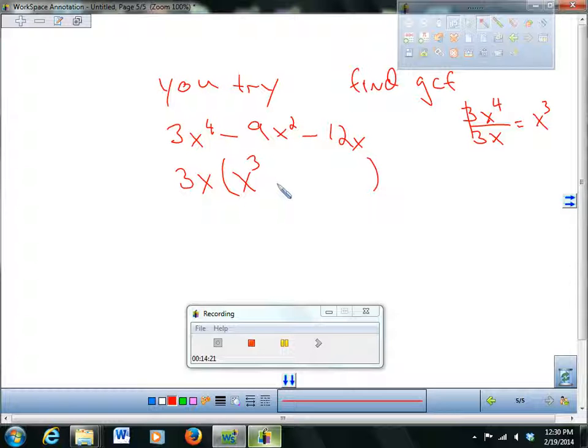What goes here? Minus, go ahead. 3x. Yep. Keep going. Minus 4. Perfect. Not 4x, just 4, because this times this gives you this. See? Nice. Got that? Let's try one more.